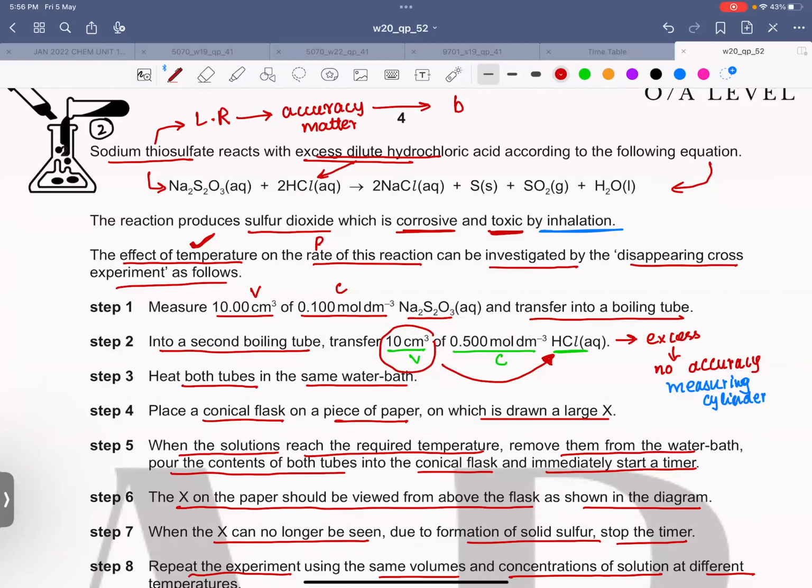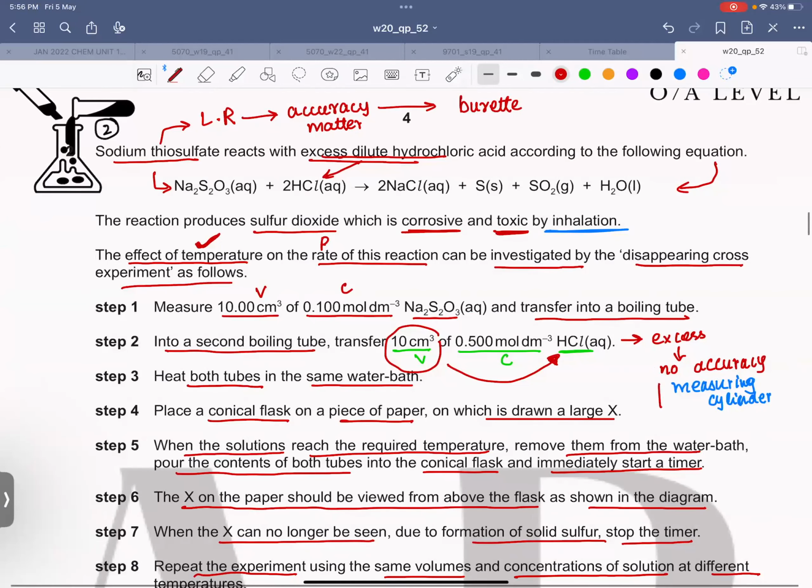But we can control the volume. If we want to take just 1 centimeter cube, we can take it. If we want just 9.9 centimeter cube, we can also obtain that volume from the burette. So the burette is mandatory for the limiting reactant, while for the excess one we can use the measuring cylinder, because the measuring cylinder is not accurate and its accuracy doesn't matter. Is this clear?